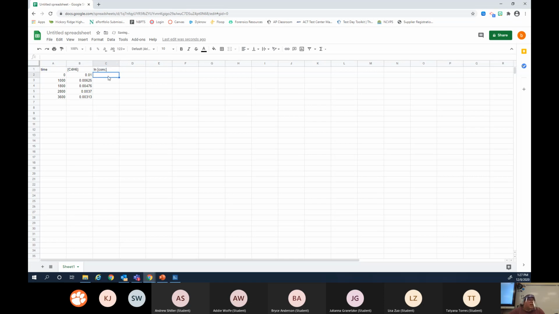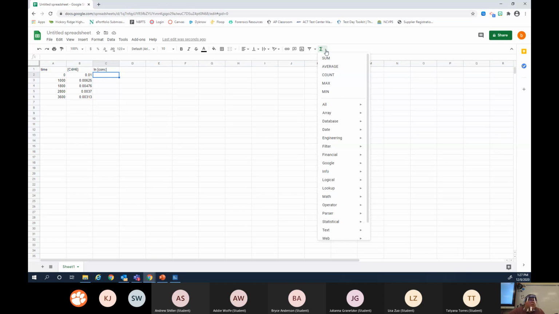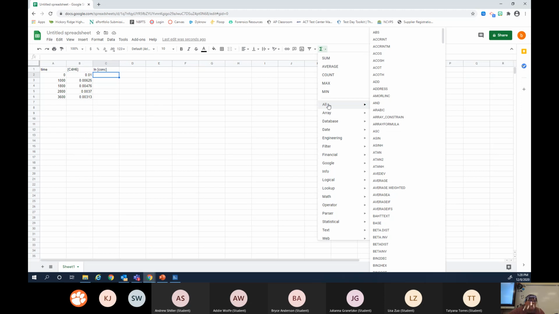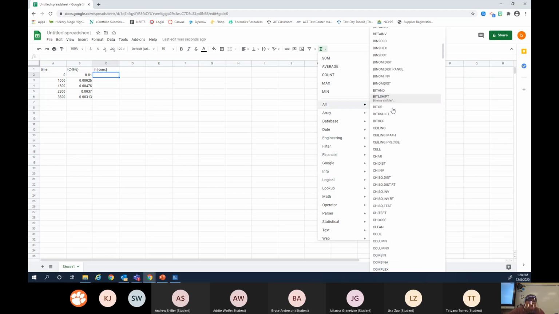So you can actually input the natural log here. On Excel, if you go up to the functions, the thing that looks like the sigma, like the sum, it has the sum, average, and everything. But if you go down here to All, and it makes you scroll down, you can find natural log.